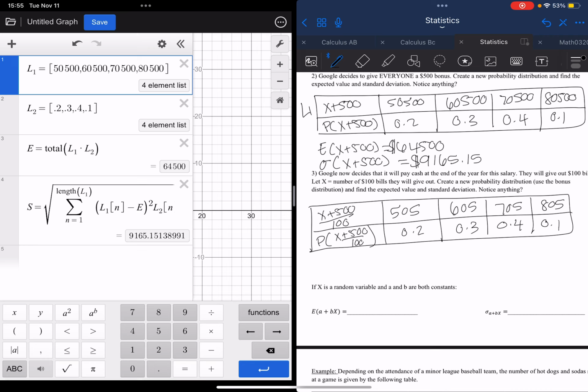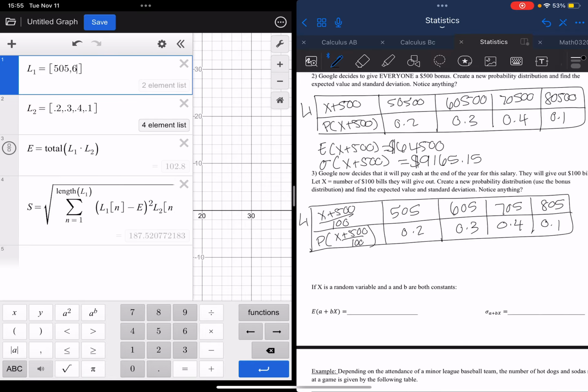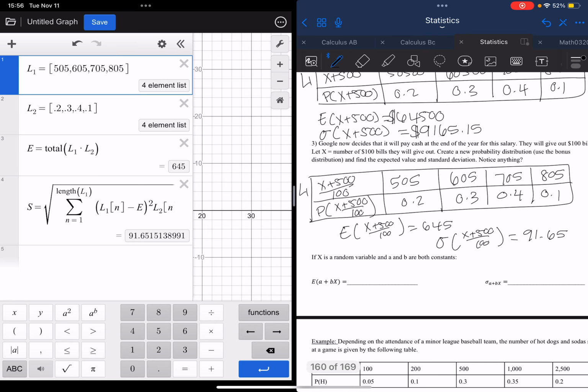So I'm going to go back over to Desmos and again change my list 1. Okay, and so then I see that my expected value is now equal to 645, and my standard deviation is equal to 91.65. So it looks like for the expected value, they divided the 64,500 by 100 and got 645. And the standard deviation didn't stay the same this time. It actually decreased by dividing by 100 as well. So what this tells us is that expected value, or mean, is impacted by addition, subtraction, multiplication, and division, whereas standard deviation is only impacted by multiplication and division.